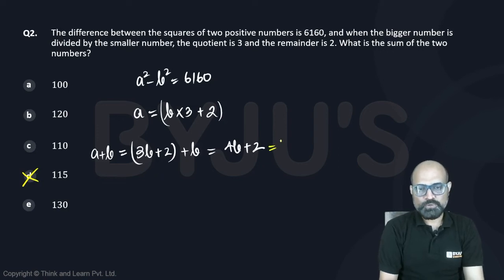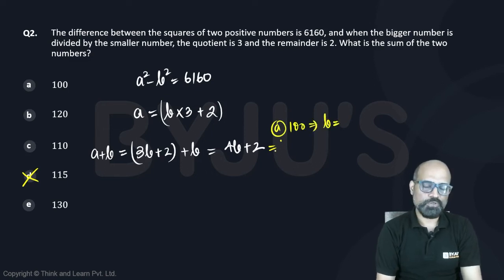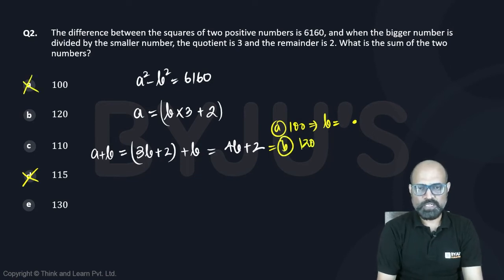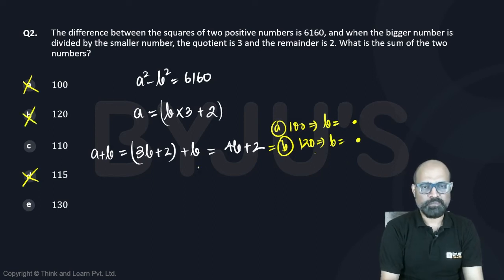4b plus 2 is equal to 100. That will give us b is equal to 98 divided by 4, which will be in decimals. So 100 doesn't make sense. Second option, 120. So 4b plus 2 is 120. That means 4b is 118. 118 by 4 will give me b, which will be again in decimals. So this also doesn't make sense.